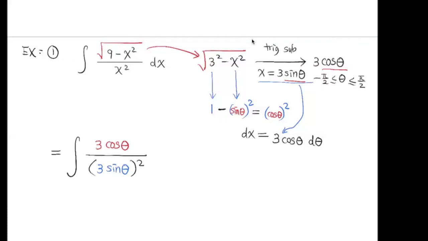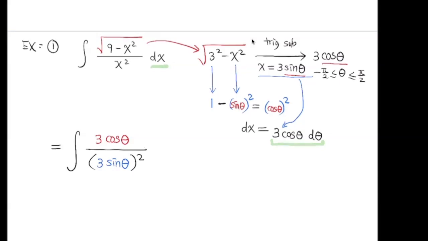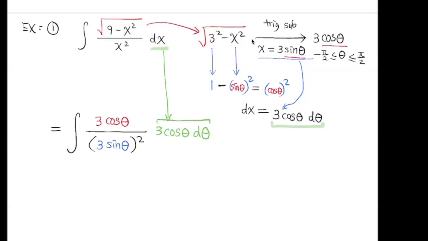What about this dx over here? What does dx become? 3 cosine theta d theta. Yes, you got it. So the dx over here is going to be 3 cosine theta d theta. So that becomes this. Are you guys good? Is it too fast for you guys?